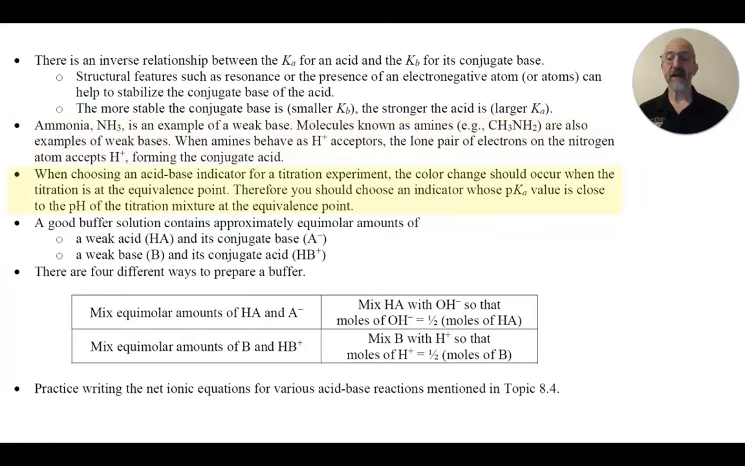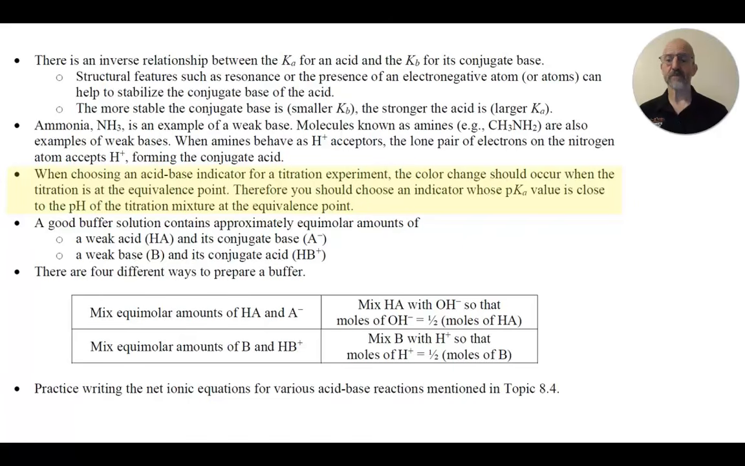My next piece of advice is that when choosing an acid-base indicator for a titration experiment, the color change should occur when the titration is at the equivalence point. Therefore, you should choose an indicator whose pKa value is close to the pH of the titration mixture at the equivalence point.